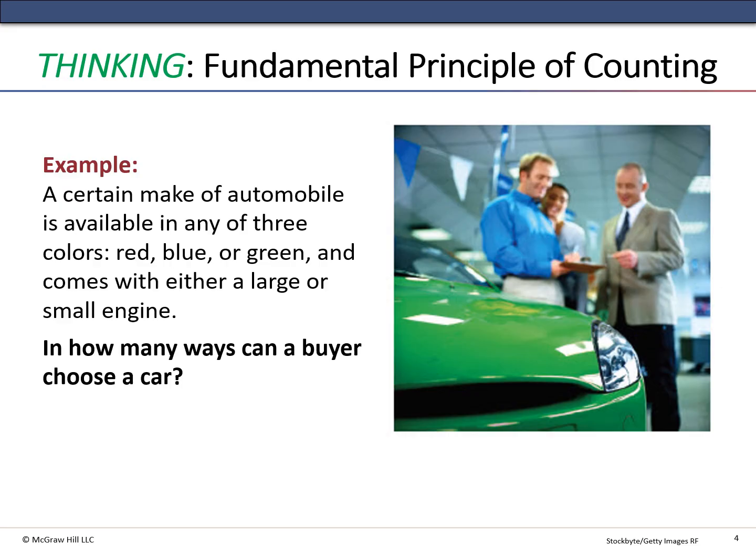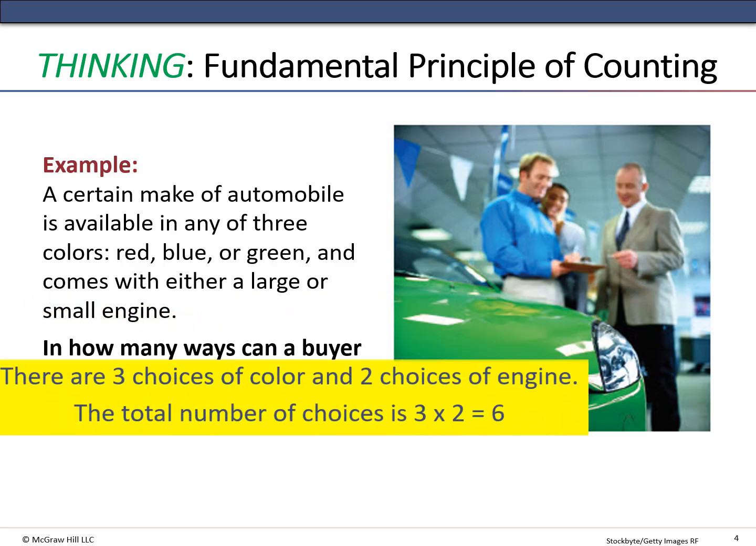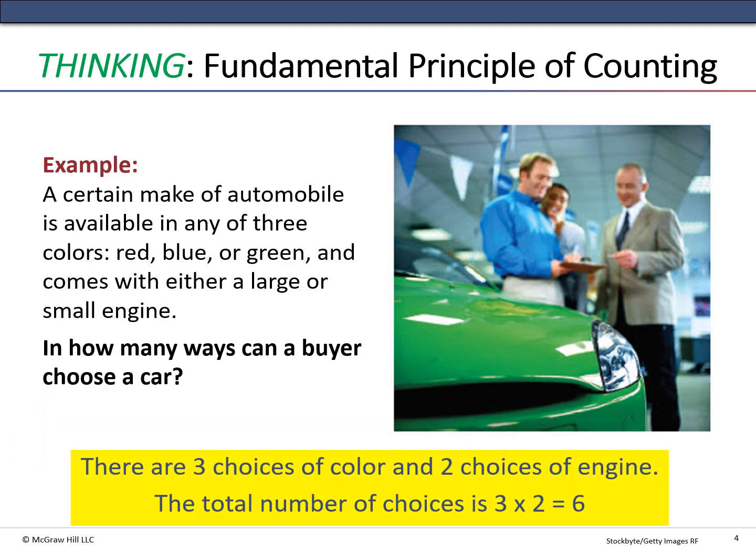So try this one. A certain make of automobile is available in any of three colors, red, blue, or green, and comes with either a large or small engine. In how many ways can a buyer choose a car? Again, we have three colors and two engines, so we have six different possible choices. Again, we could have red large, red small, blue large, blue small, or green large or green small. So in these smaller examples, hopefully that's helping you see that this is a logical or intuitive kind of thing to figure out.